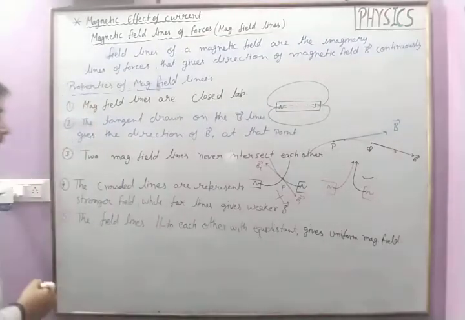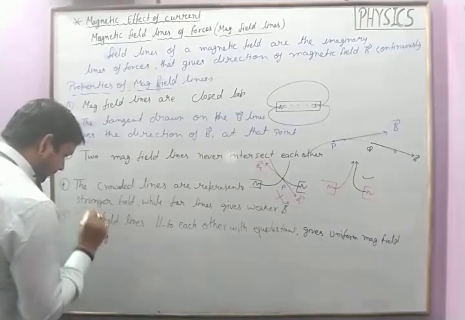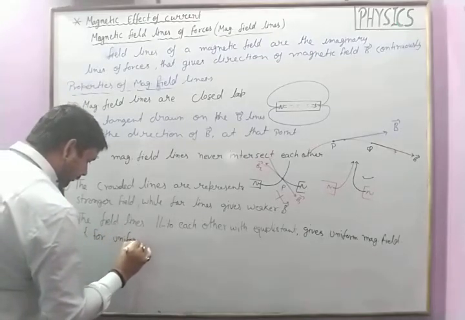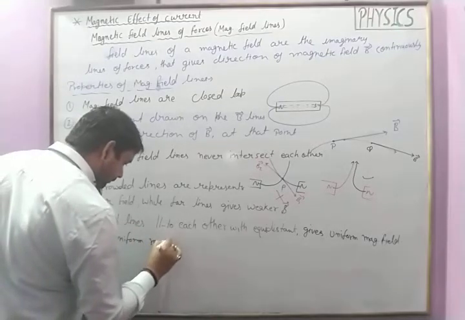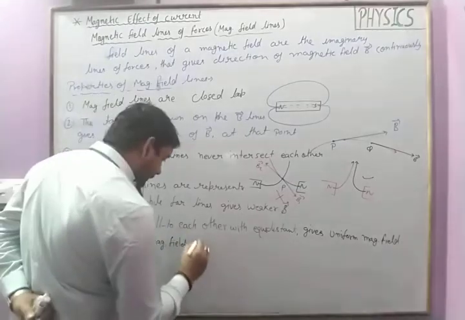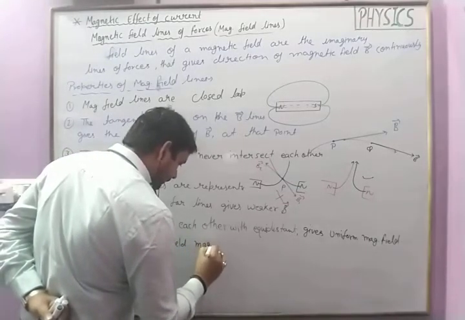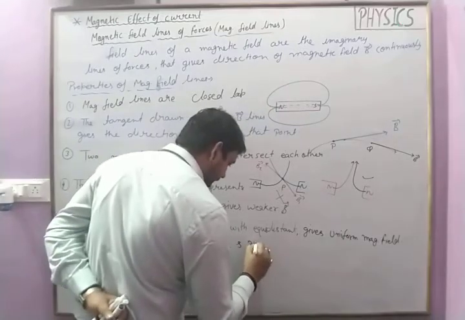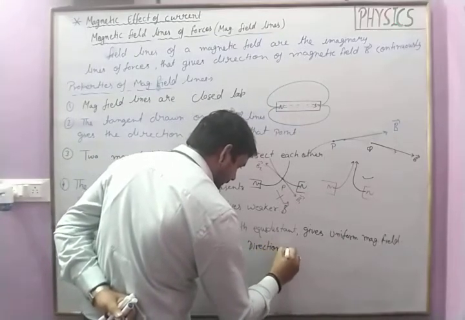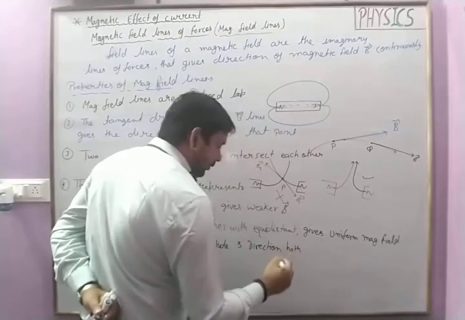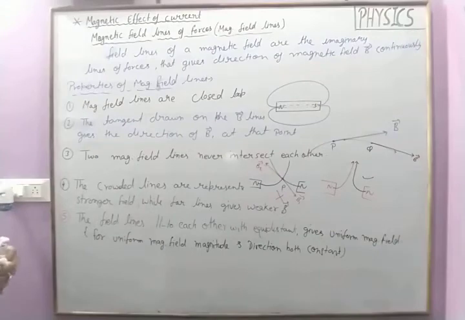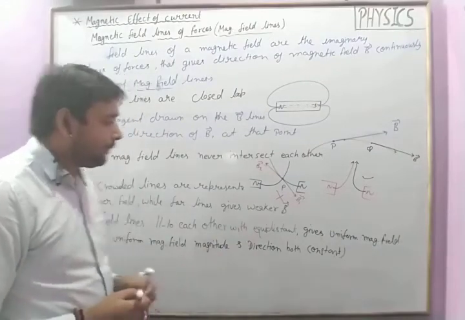मैग्नेटिक फील्ड. ओके, कंडीशन है बच्चों, फॉर यूनिफॉर्म मैग्नेटिक फील्ड, मैग्नीट्यूड and direction as well, both constant. ओके, अगर मैग्नीट्यूड और डायरेक्शन दोनों ही कांस्टेंट हैं तो हम ऐसी लाइन को यूनिफॉर्म मैग्नेटिक फील्ड लाइन कहेंगे.